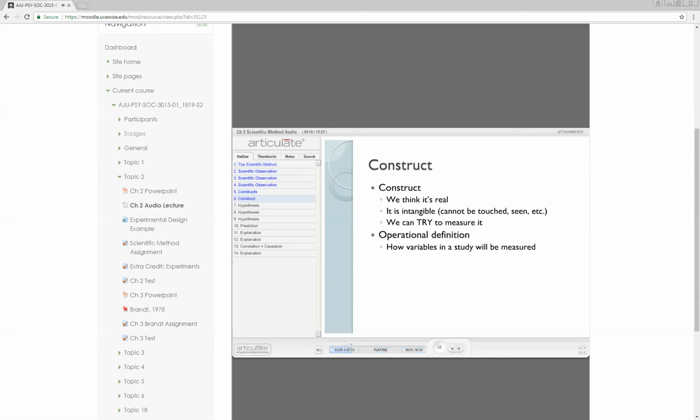So for example, maybe we are interested in studying sexual jealousy. We think that exists. We've seen people exhibit things that show signs of sexual jealousy, but it really can't physically be touched or felt or seen. What we need to do when we go to study it is we have to decide how we're going to measure it, and that's our operational definition.